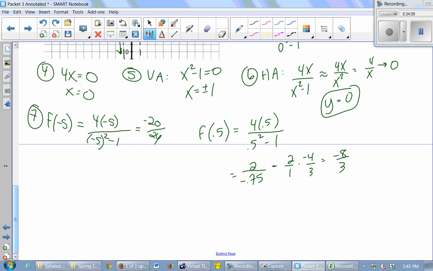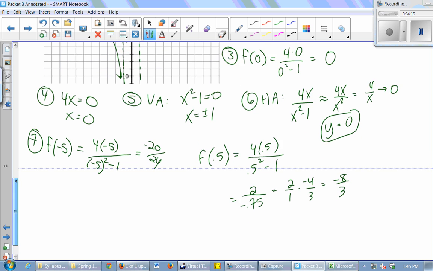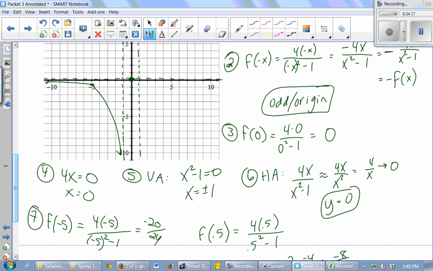I plugged in 0.5, yeah. I just picked a random x value to the right of the point I had, which was at 0, but I didn't want to go past 1 because that's where my asymptote is. So halfway between was 0.5. So I have 0.5, almost -3. Right, so I know that this side has to go down like that.